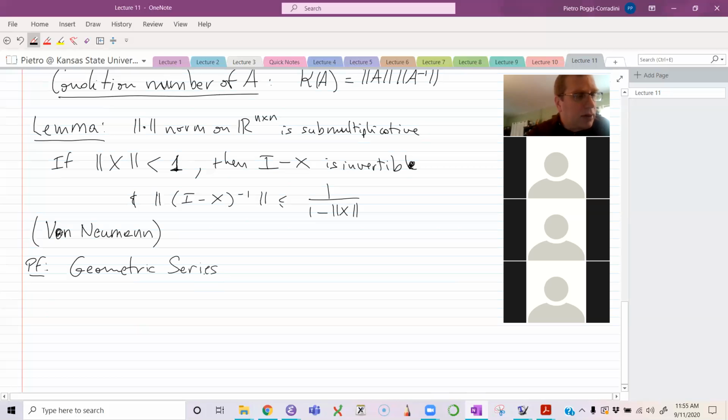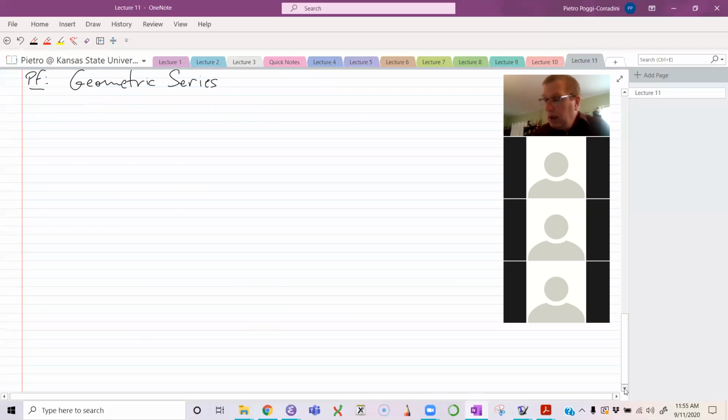So let's review that a little bit. Recall if little x is a real number, then if you write 1 plus x plus x squared plus x cubed up to x to the n, the geometric series up to n, and you multiply this whole thing by 1 minus x.